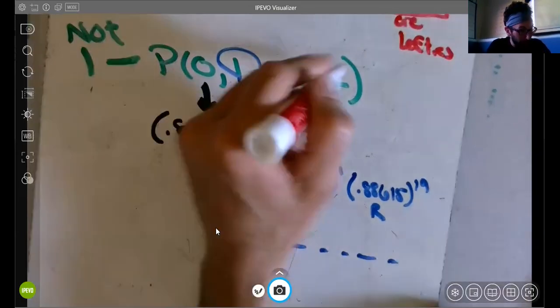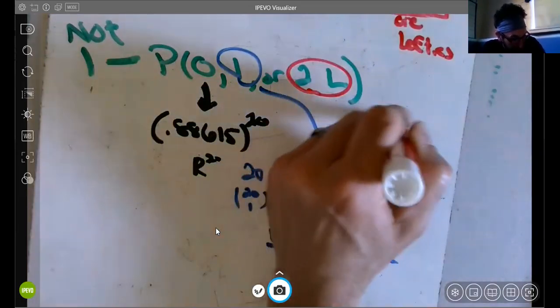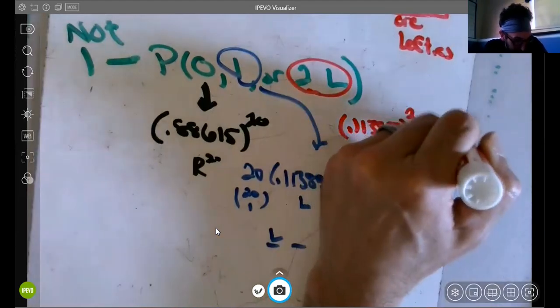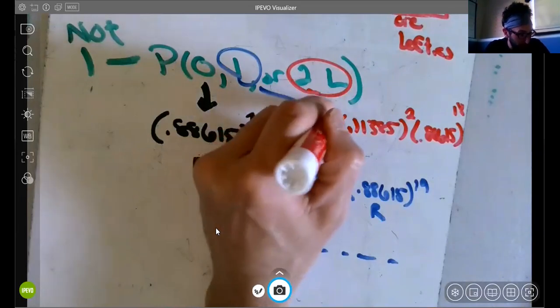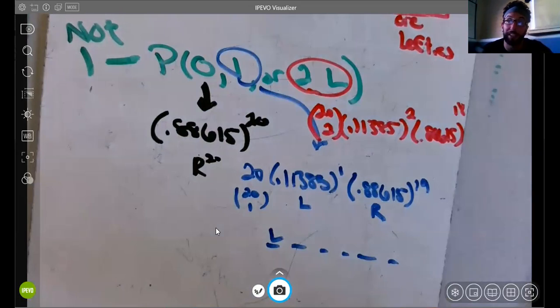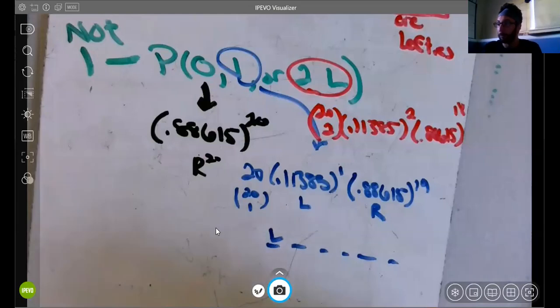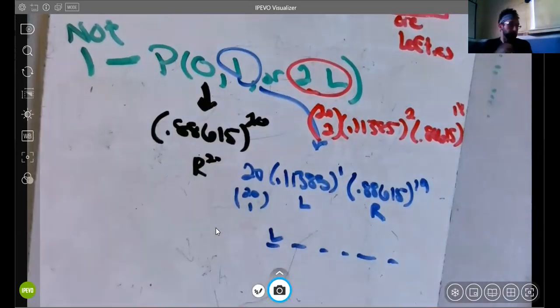And then I could get the probability that there are 2 lefties. Now I have 0.11385 to the second power, 0.88615 to the 18th. So there's 2 lefties, the other 18 are righties. But then I got to do 20 choose 2 to get the number of different ways I could get exactly 2 lefties amongst 20 people. I would then add these 3 answers. I have run out of colors. Do I have a purple? No. And subtract from 1.